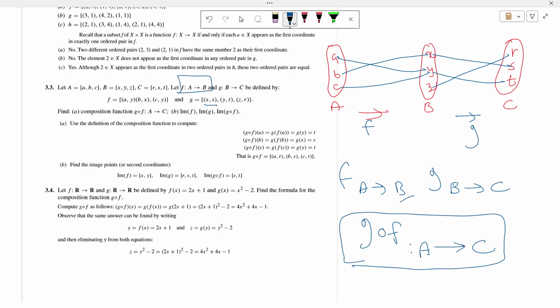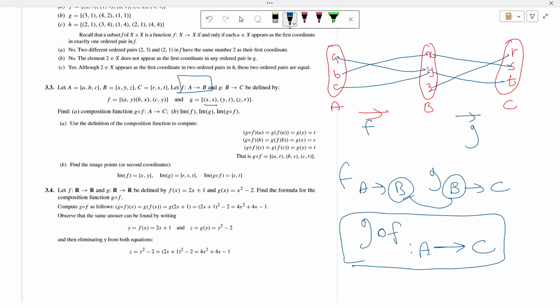The important thing is that the codomain of the first function is considered as the domain for the second function. That is important. Then we can write g of f as the composition of f and g. It is a function from A to C, right?